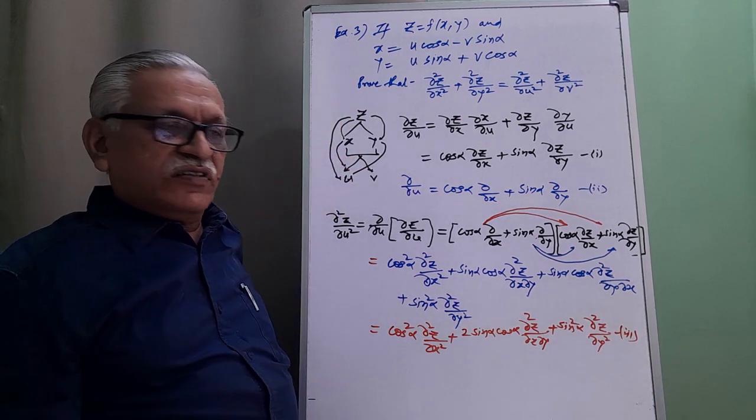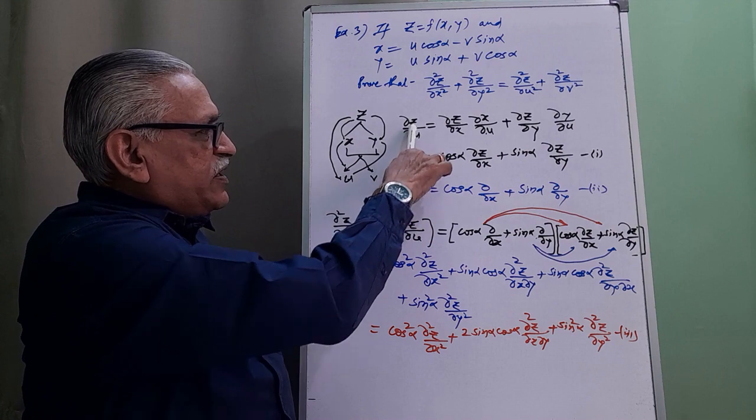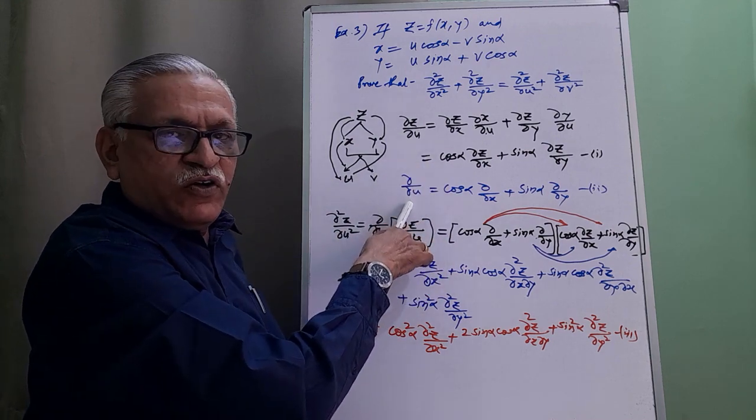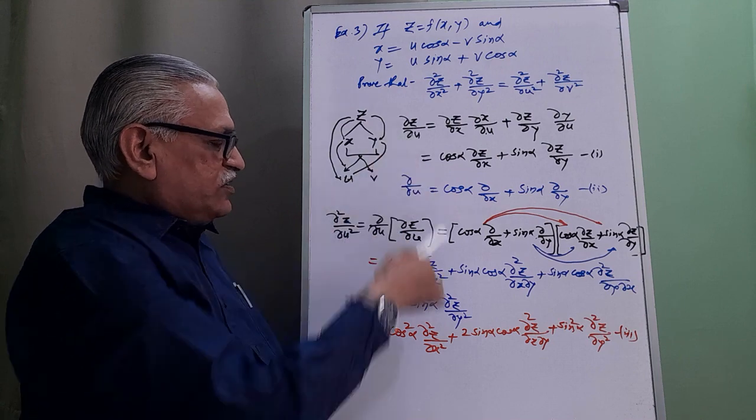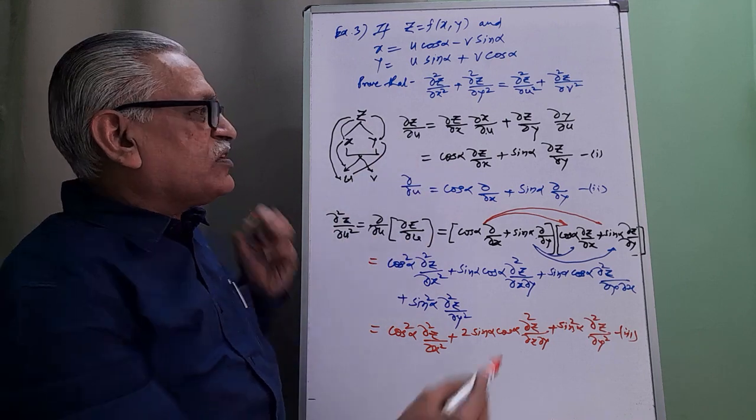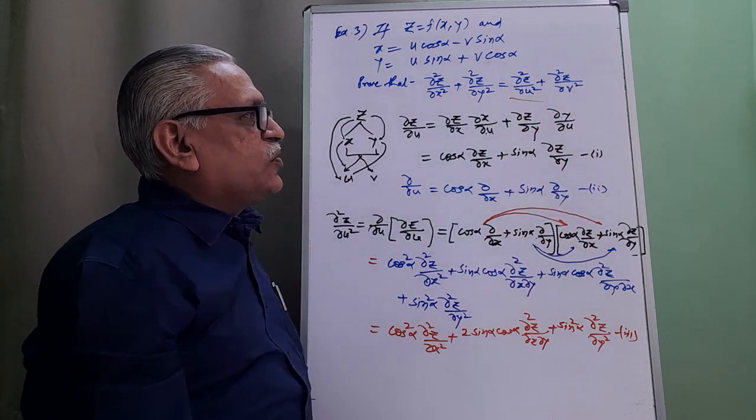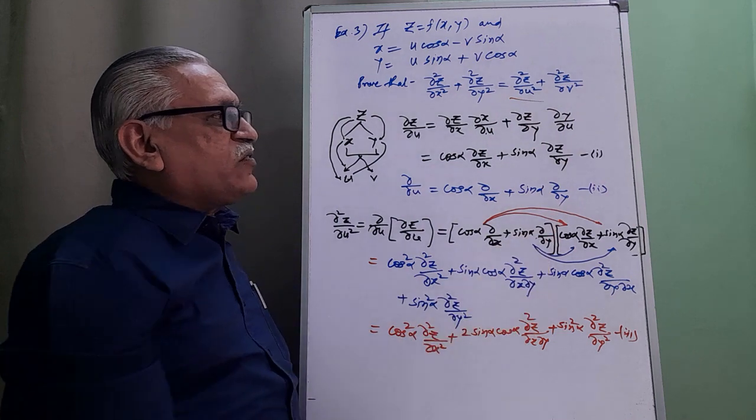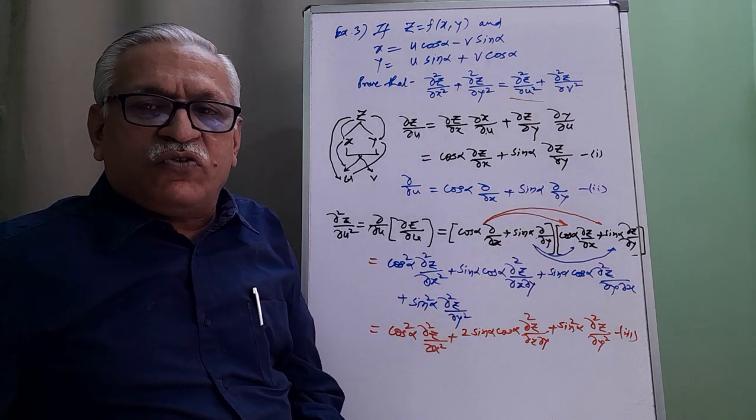Therefore, 3 steps. First, obtain the derivative ∂z/∂u. From that, get the operator ∂/∂u and operate it on this to get result number 3. Here, half part is over. I obtained the value of ∂²z/∂u². Exactly on the same line, we try to get the value for ∂²z/∂v².